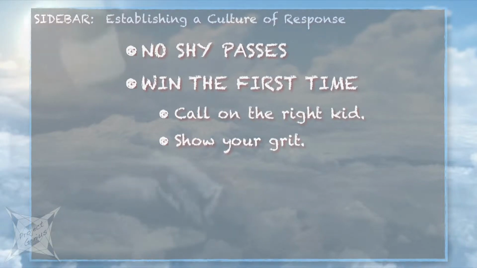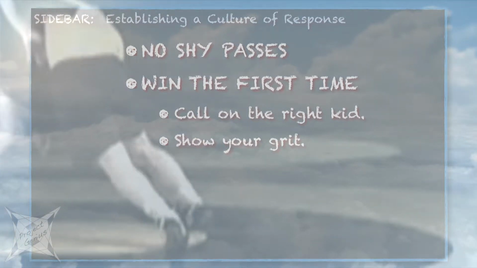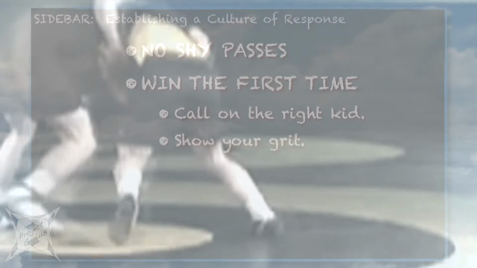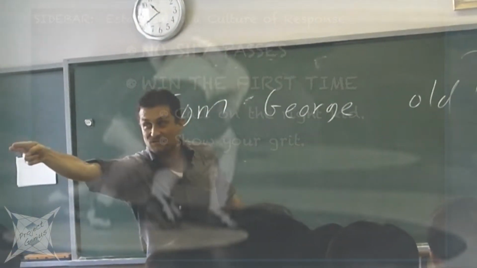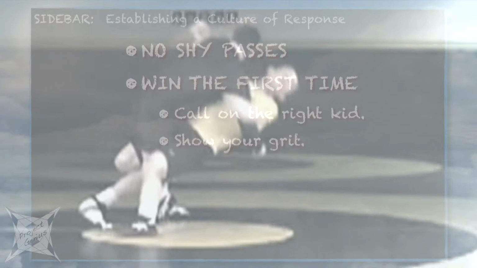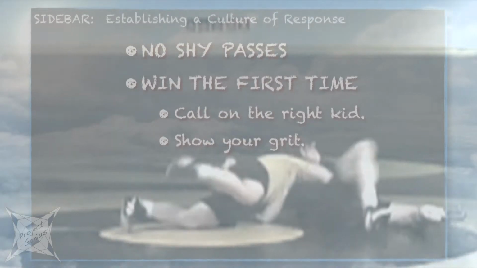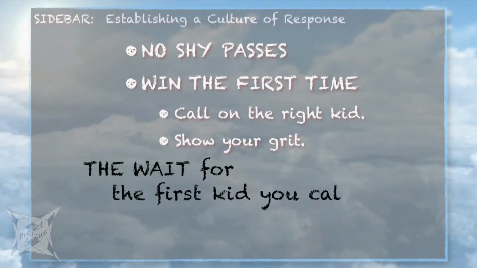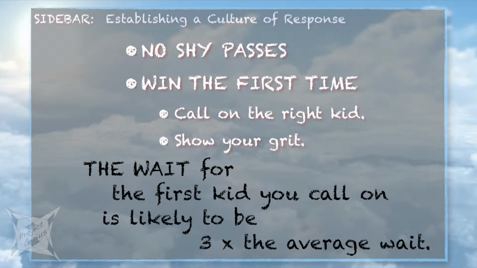Show your grit. If you encounter reluctance on this first person that you call on, stick to your line of attack and really give that student a chance to come around and muster some sort of response. That first kid is key. The wait for that first kid you call on is likely to be triple the average wait for subsequent kids that you call on. You are basically establishing a precedent.